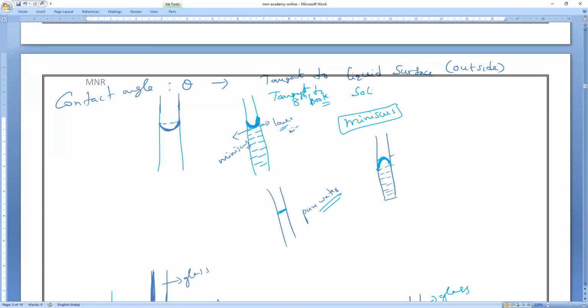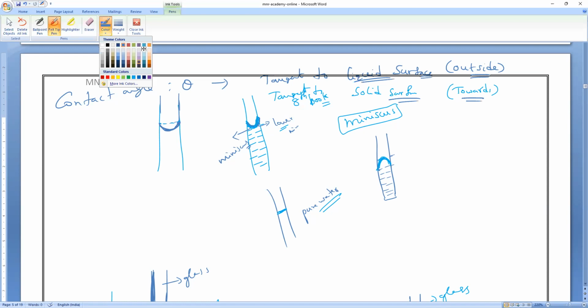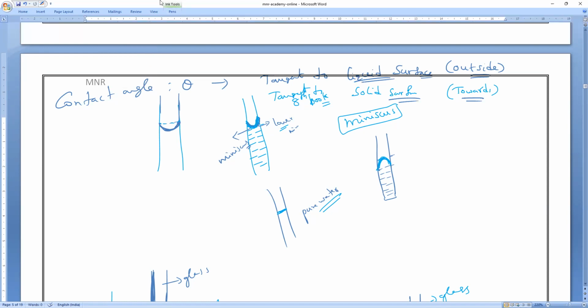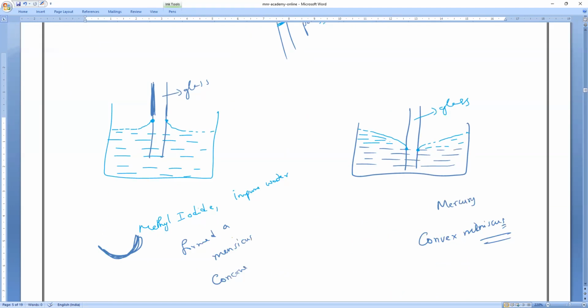Tangent to the solid surface, but it has to be drawn towards it. Clear, everybody? So tangent to the liquid surface is drawn outward, and tangent to the solid surface is drawn towards it. If I draw both, the angle between them is what we call the contact angle.